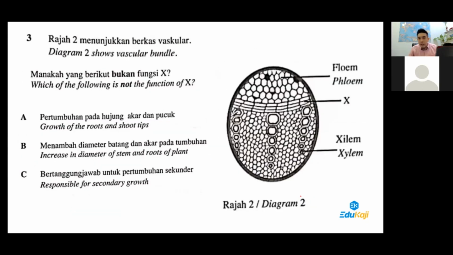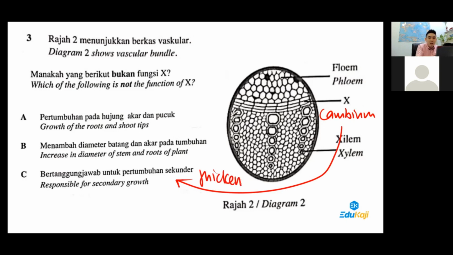Next, question 3, which is not the function of X. Now, X you must be able to determine as cambium. Cambium is for secondary growth. Revision, guys, what is secondary growth? The thickening, keyword, the thickening of plant structure. Meaning what? The diameter increase. So these two are correct.